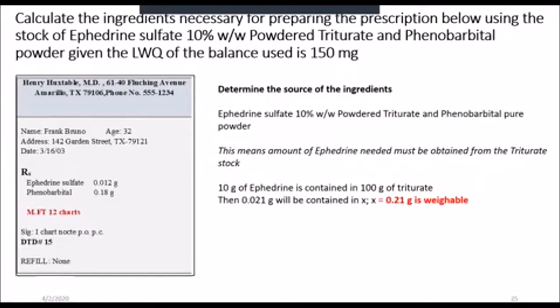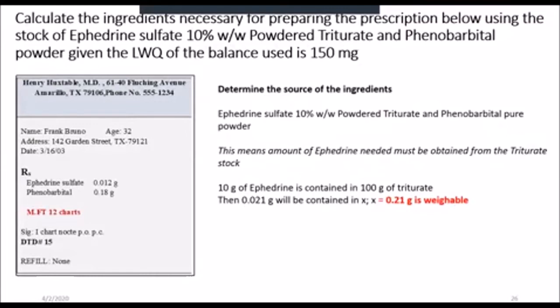If you recall from your concentration lectures, you know that 10% simply means 10 grams is contained in every 100 grams of this powdered triturate. So from that concentration, we can now determine how many milligrams of this powdered triturate will contain the 21 milligrams of ephedrine that we need for our 21 charts. And that works out to be 0.21 grams, which is weighable.